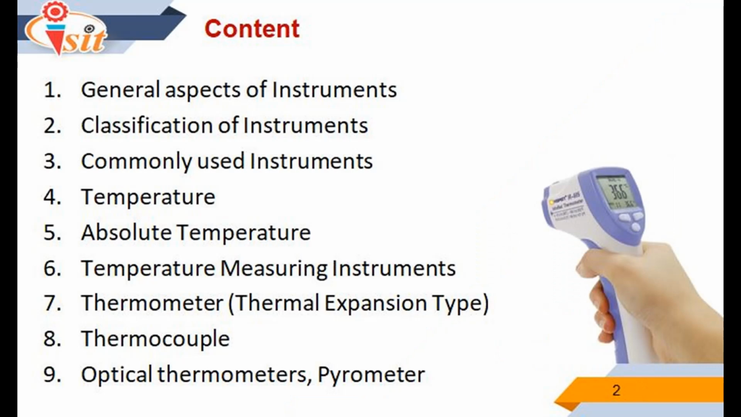The content for this presentation is: first, general aspects of instruments; second, classification of instruments; third, commonly used instruments; fourth, temperature; fifth, absolute temperature; sixth, temperature measuring instruments; next, thermometer, thermal expansion type thermometer; next, thermocouple; and last, optical thermometer or pyrometer.